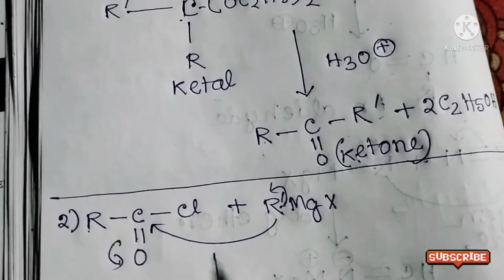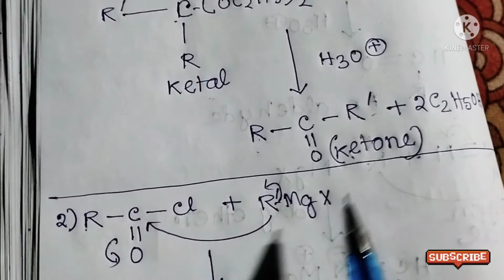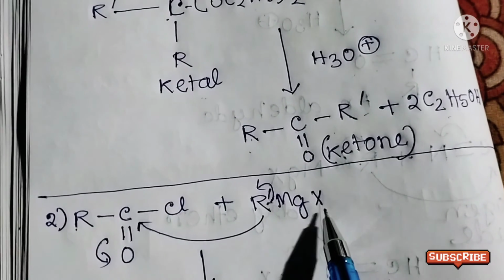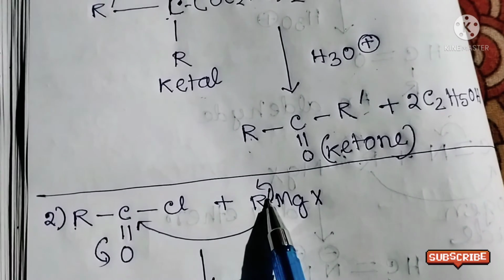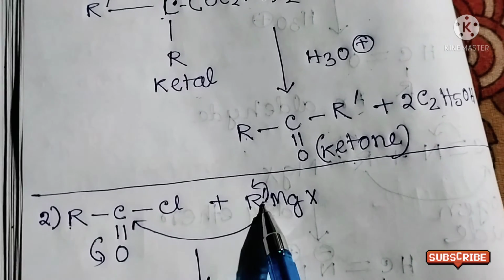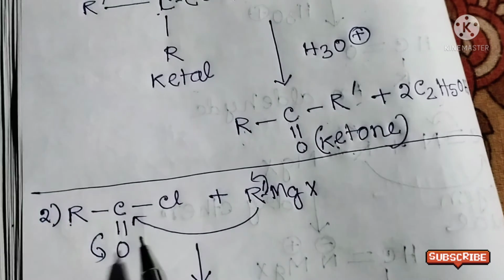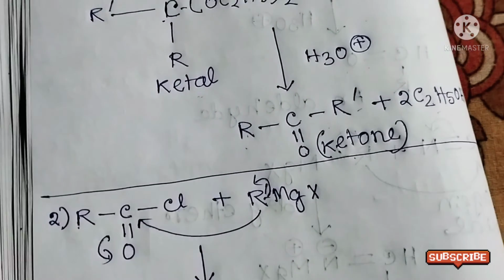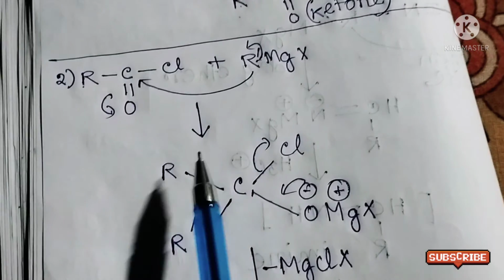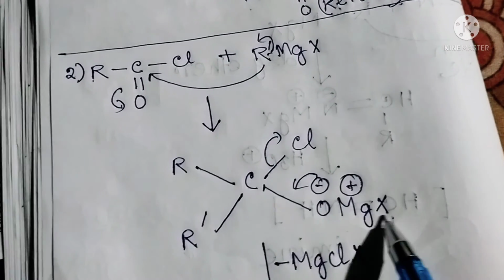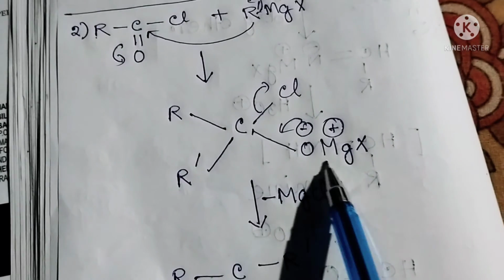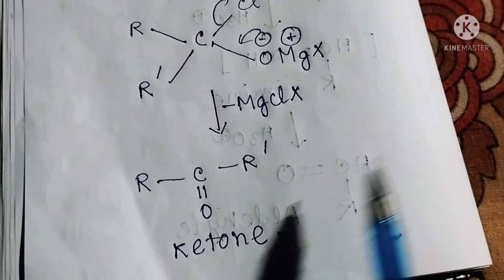Now next is RC double bond O Cl plus R dash MgX. Pause the video and try to do the reaction. This bond breaks and this R dash attacks this carbonyl carbon and this bond shifts from here to here. As a result we get RCR dash Cl O minus MgX. Now here MgClX is removed from this compound and we get RC double bond O R dash, which is also a ketone.